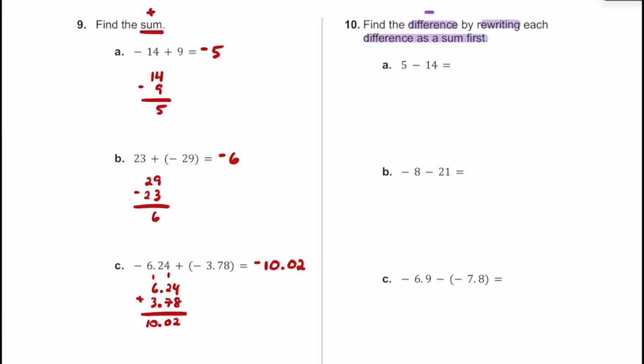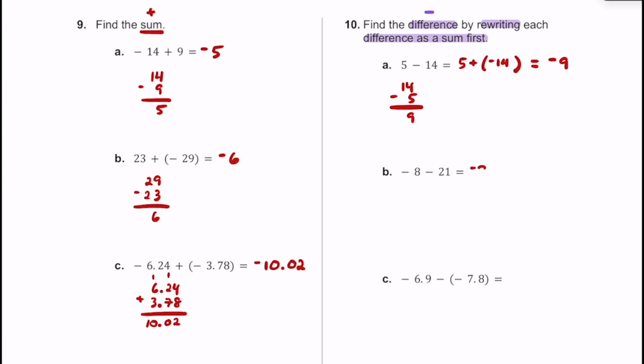So turning all the subtraction problems into addition using the additive inverse property, or you can think about it as keep, change, flip. So 5 minus 14 is the same thing as 5 plus negative 14. That's gonna be the sum. All right, and these are different signs now. So we're going to do 14 minus 5, just because they are not the same sign, and that's going to be 9. And then we know it's going to be a negative 9 just because negative 14 has a greater absolute value.